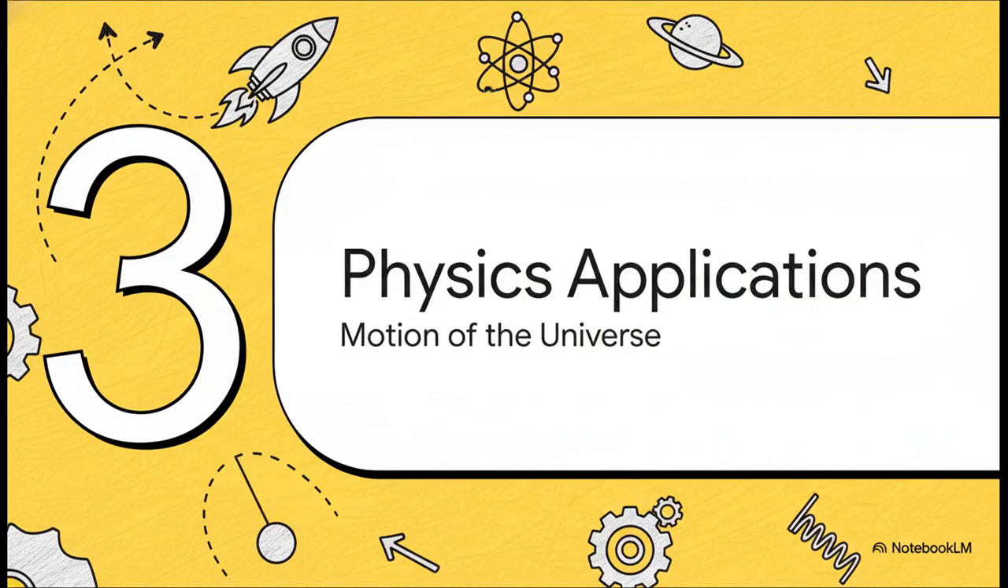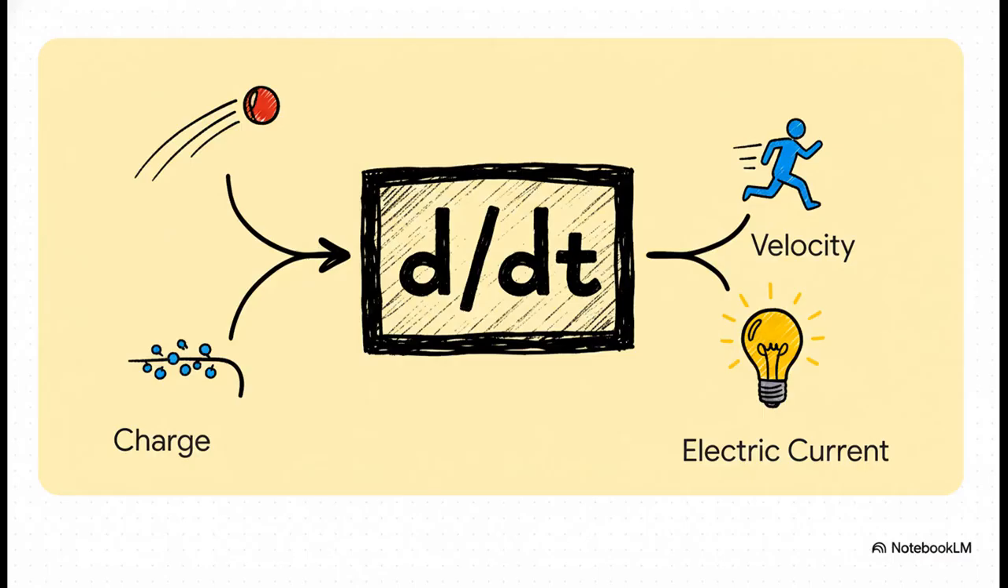Okay, so we've got our mathematical tool. Now for the really exciting part. Let's see how this one idea unlocks our understanding of the real world. And we'll start with physics, which is where these ideas were first born. And here's where it just gets amazing. The exact same mathematical operation describes two totally different physical laws. If you take the derivative of an object's position, you get its instantaneous velocity. If you take the derivative of electric charge, you get electric current. Get that? It's the same math describing two different realities.